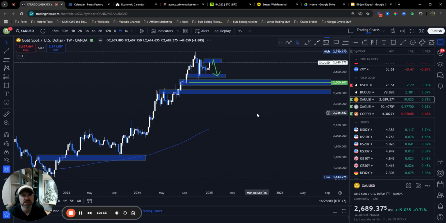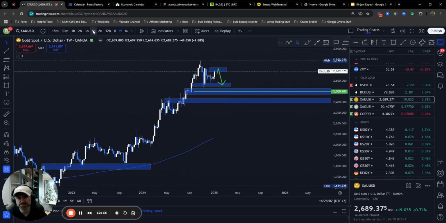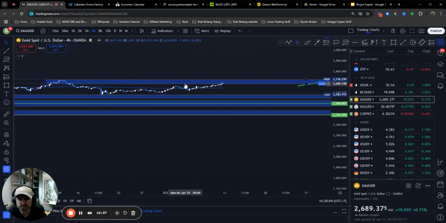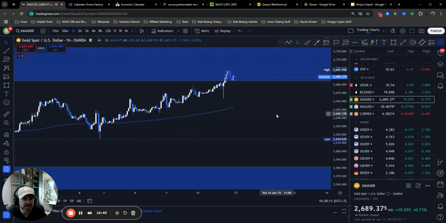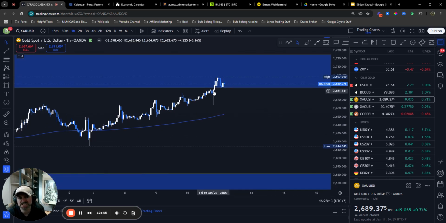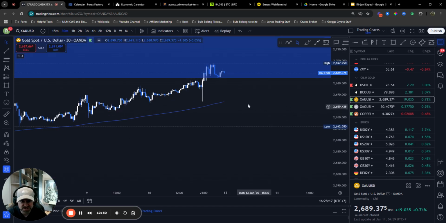Gold, let me cover. Now, if you watched NFP, let me just go to the 1 hour because you can see the spike on the 1 hour. If you watched NFP, you would have noticed that there was this spike on Friday, and even if you look on the 30-minute, many people would have entered sales. Boom, it's coming down, then it just started absolutely melting here. Many people would have entered sales.